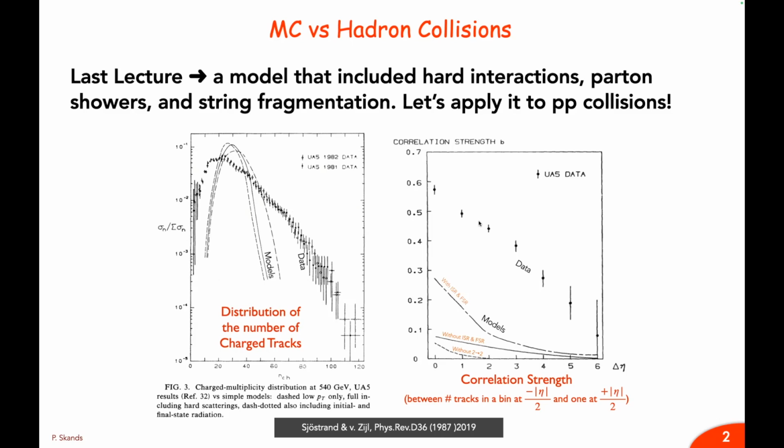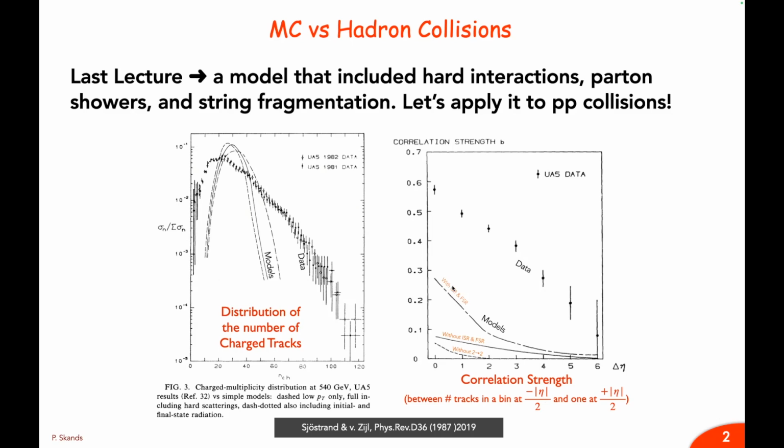Another thing we see is over here on the right. It's called the forward-backward correlation. So you take two bins in the detector, and you take them apart by a certain number of units in pseudo-rapidity. So you correlate a bin at minus eta over 2 with a bin at plus eta over 2, and you see how correlated are they. And you can see that the data exhibits quite large correlations over many units in rapidity.